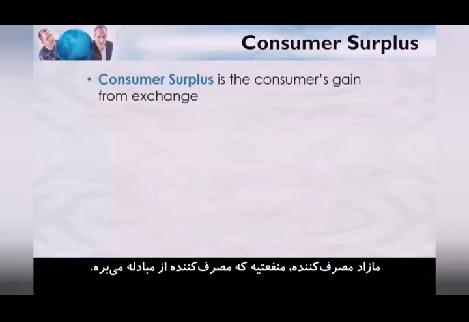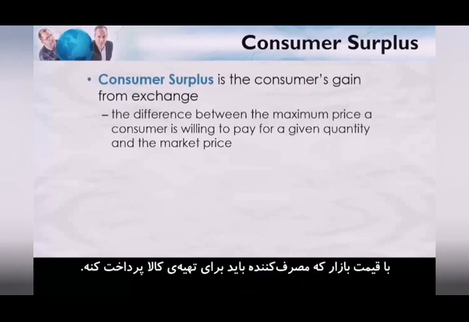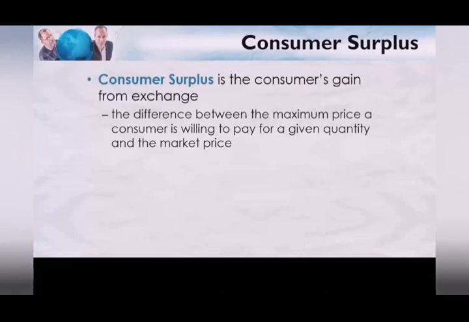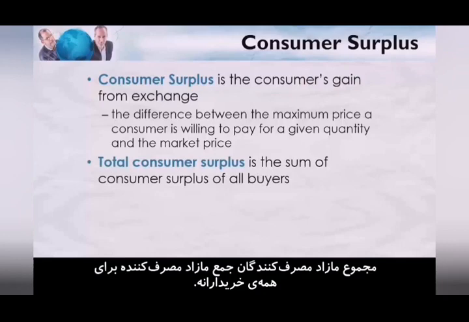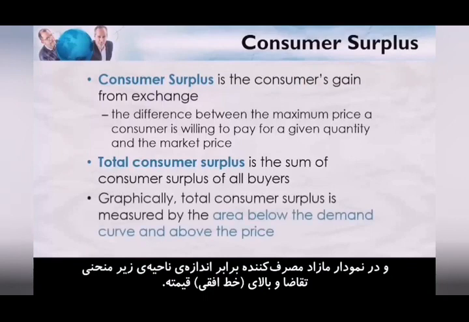Consumer surplus is the consumer's gain from exchange. It's the difference between the maximum price a consumer is willing to pay for a given quantity and the market price the consumer actually has to pay. Total consumer surplus is the sum of the consumer surplus of all buyers, and graphically, consumer surplus is measured by the area below the demand curve and above the price.